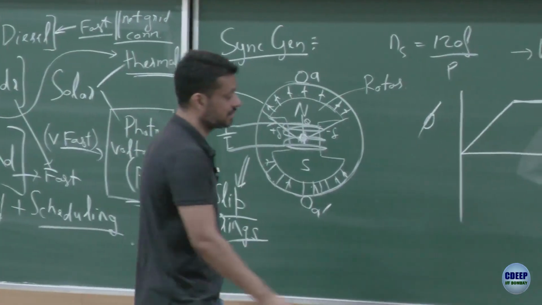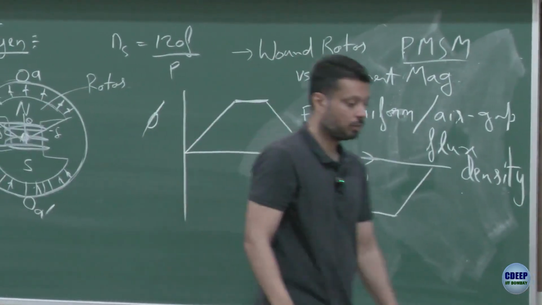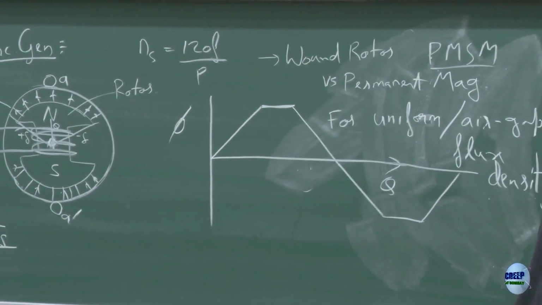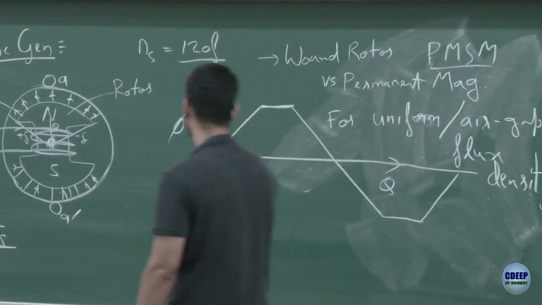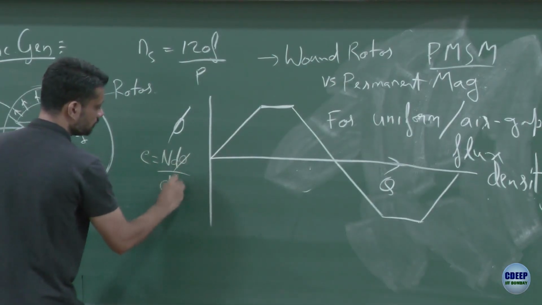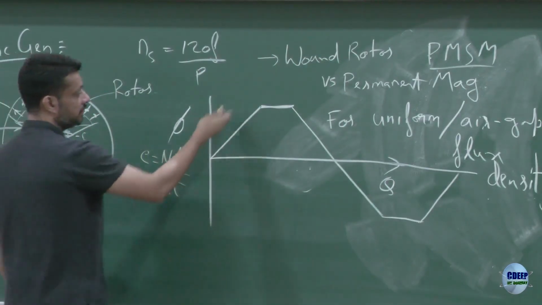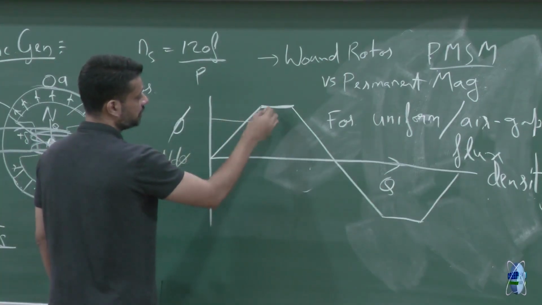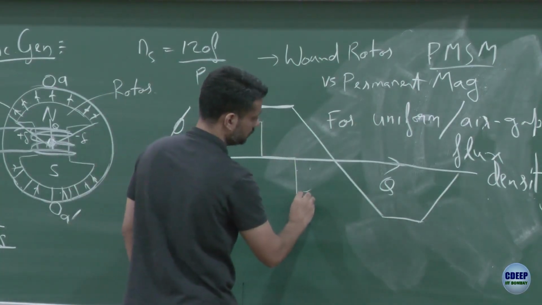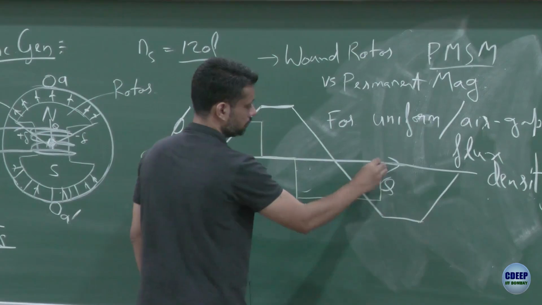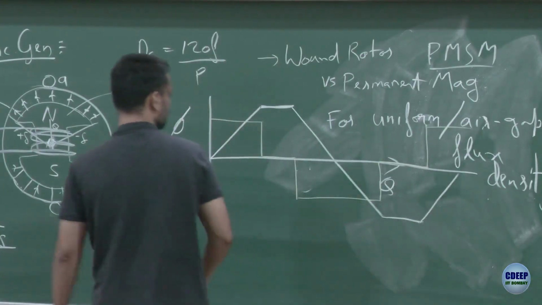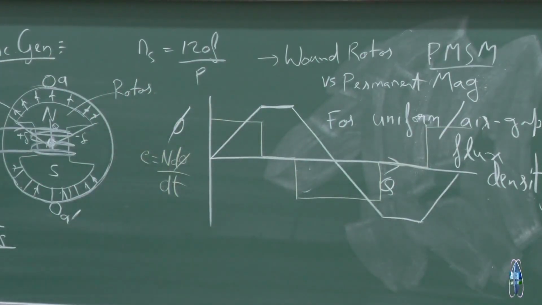Of course, if this is the flux, then now you can plot E. How would E look? E is N d phi by dt. So if this is like this, E will be positive, then 0. Yeah, this is the voltage induced.